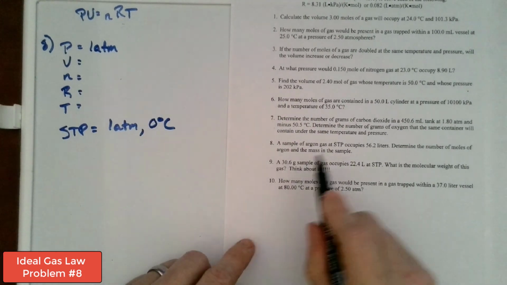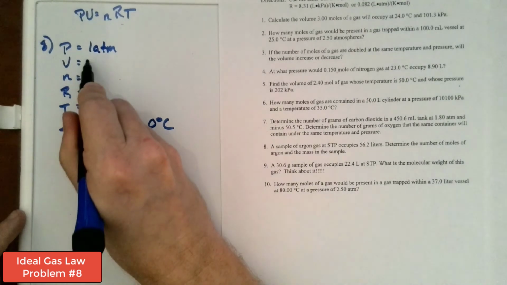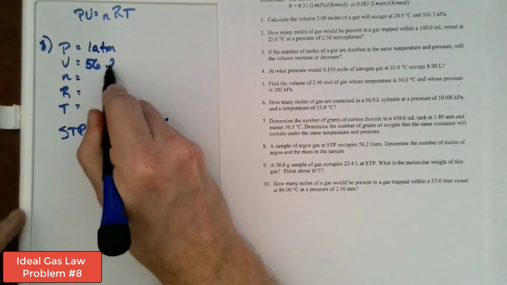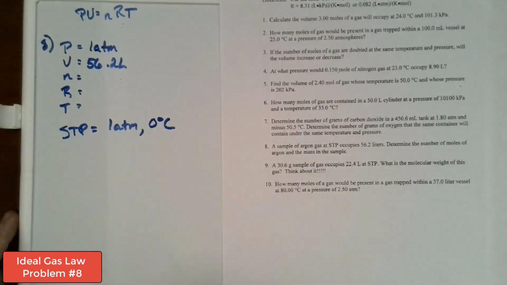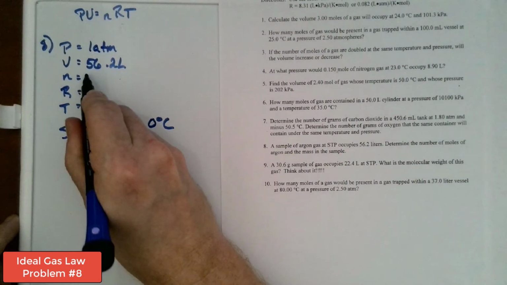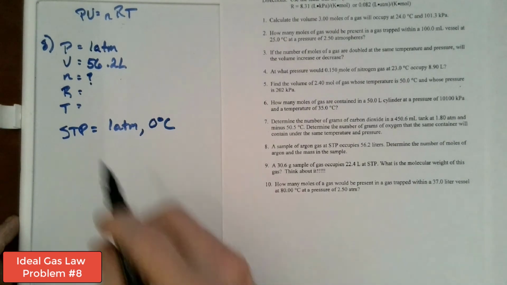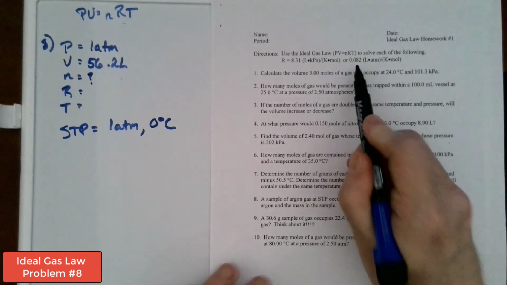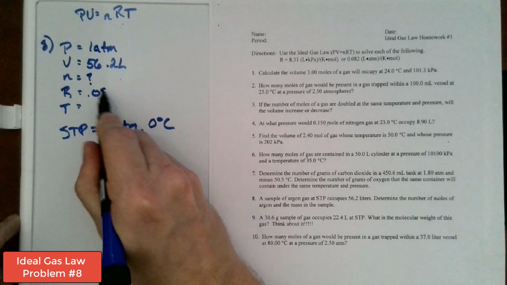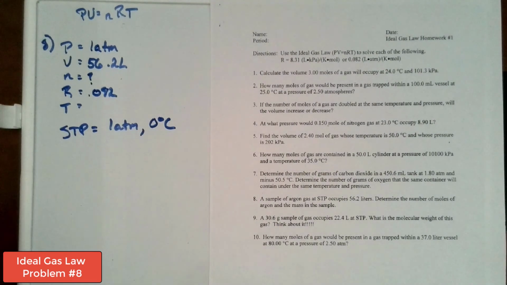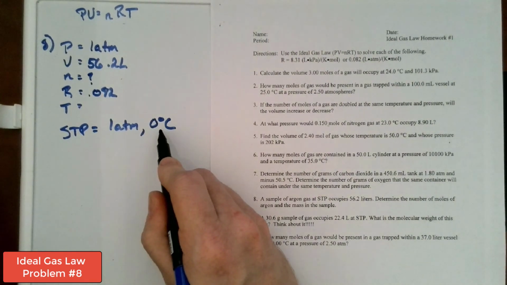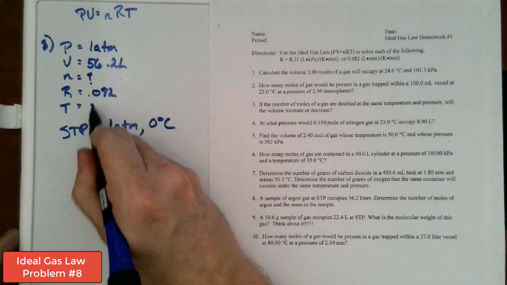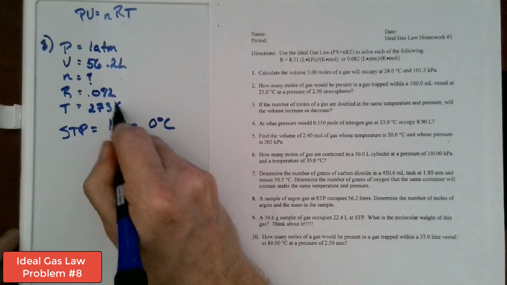For volume, I scan through here and I see it is 56.2 liters. Thankfully, it's already in liters, so no conversions are necessary. And we don't know the moles. It literally says determine the number of moles. The R value I'm going to choose based off of atmospheres. For this exercise, the R value is given to us at the beginning to use as 0.082. And then the temperature needs to be 0 degrees Celsius, but we know that to be 273 Kelvin.